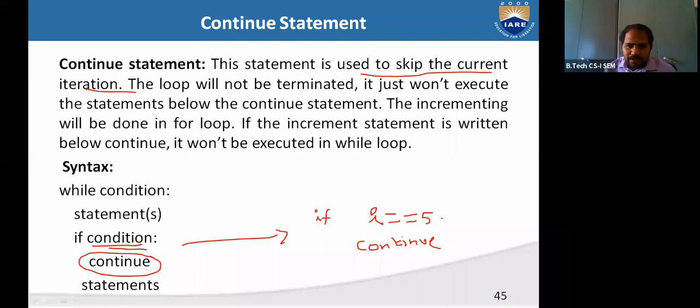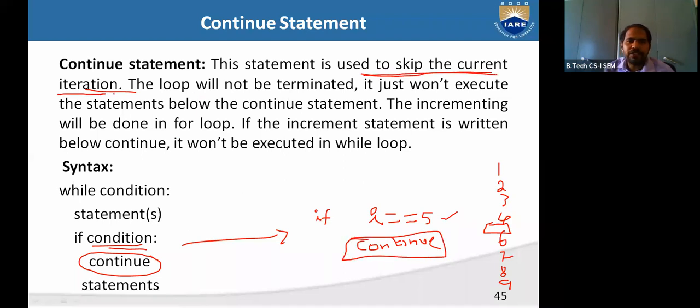Yes, it skips this iteration of 5. It is printing 1 to 10 numbers: 1, 2, 3, 4, and 5 is not printed, because here I wrote the condition i equal to 5. Continue means that specific iteration has to be skipped. Next, it prints 6, 7, 8, 9, 10, everything except the 5. Whenever i equals 5, continue means skip that iteration.